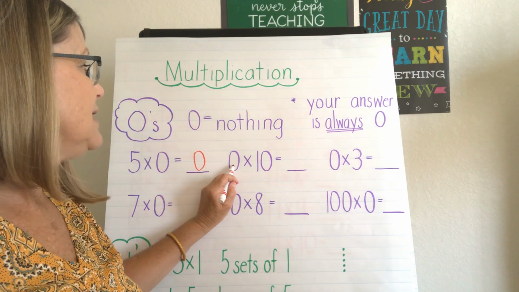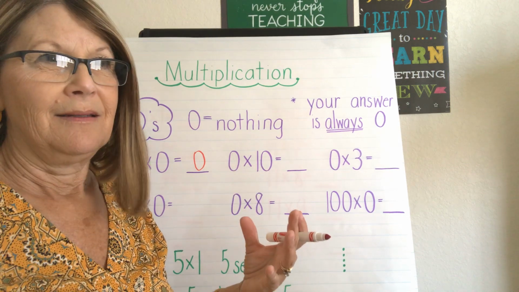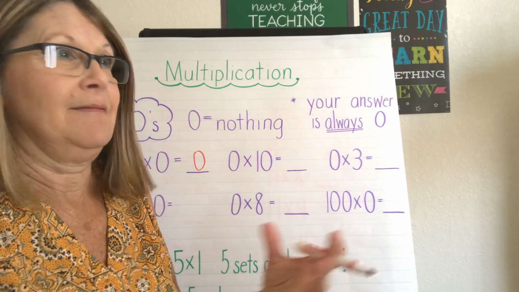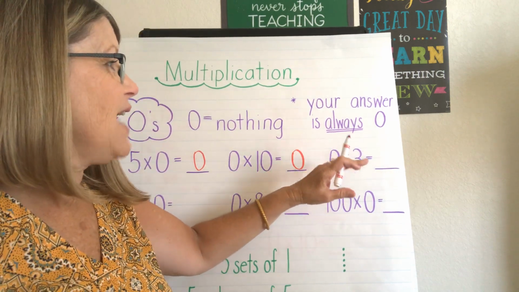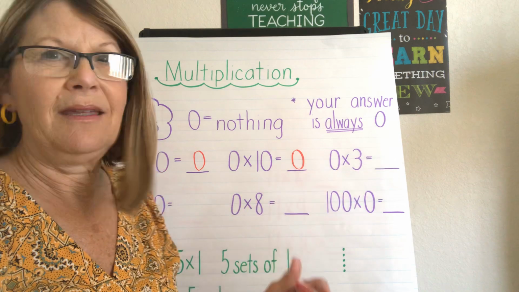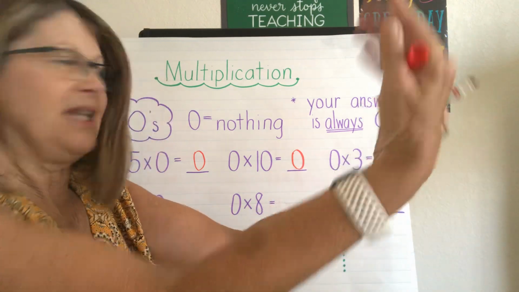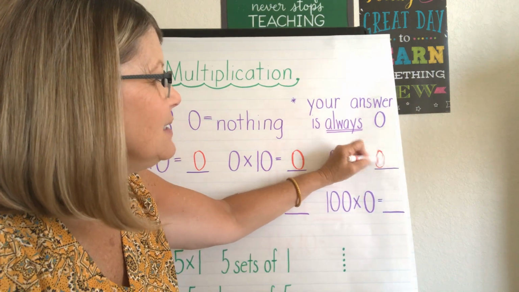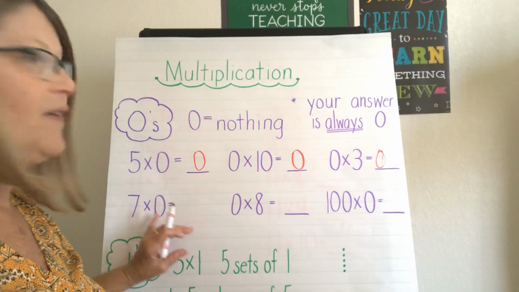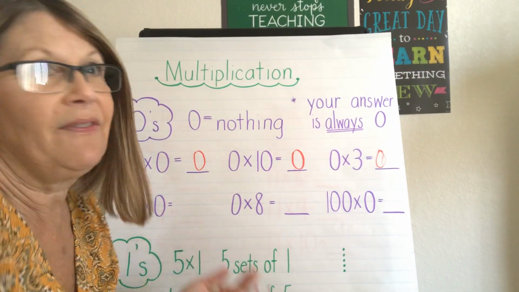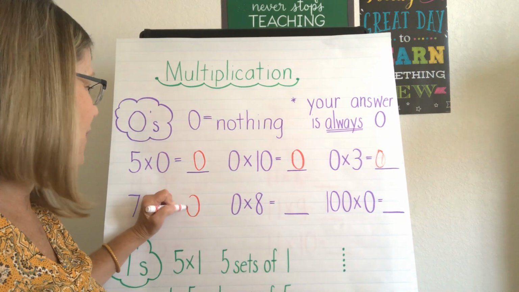If I've got 0 groups of 10, no groups of 10, my answer is 0. If I've got nothing times 3, no groups of 3, my hands are empty, my answer is going to be 0. 7 times 0 is 7 groups of nothing, and 7 groups of nothing is nothing. So we're going to put 0 there.